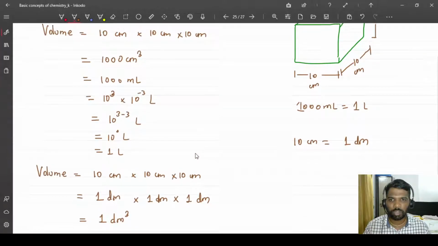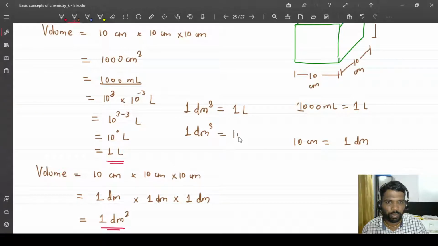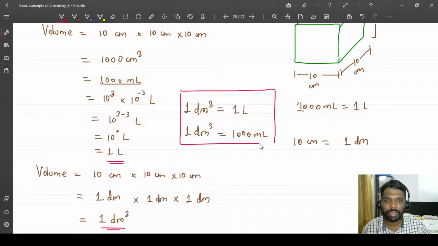1 into 1 into 1 is 1, and decimeter cube. So what is our final conclusion from this? I started with 10 centimeter and ended up with 1 liter in one case, and in the other case I started with the same thing and ended with 1 decimeter cube. So our conclusion is that 1 decimeter cube is equal to 1 liter, or 1 decimeter cube is also equal to 1000 ml. This is the important relationship between decimeter cube, liter, and ml.